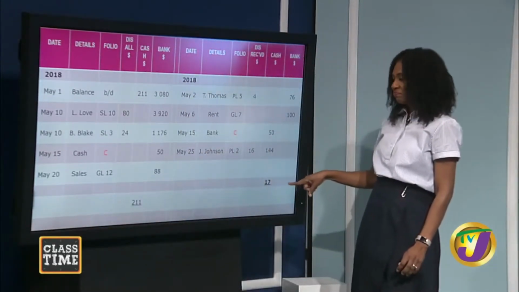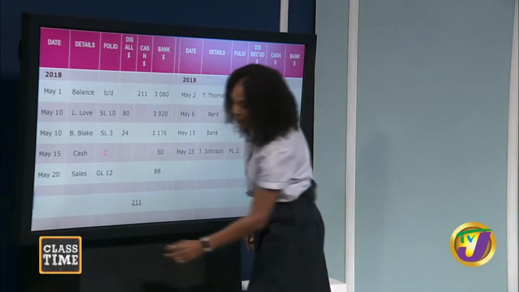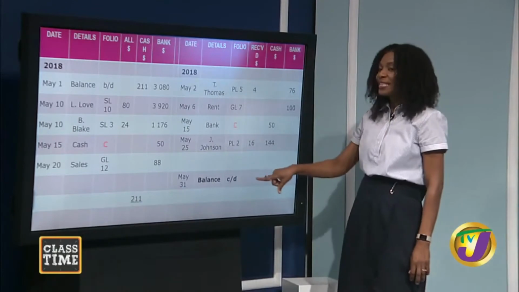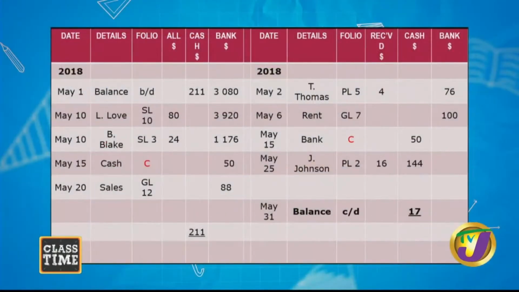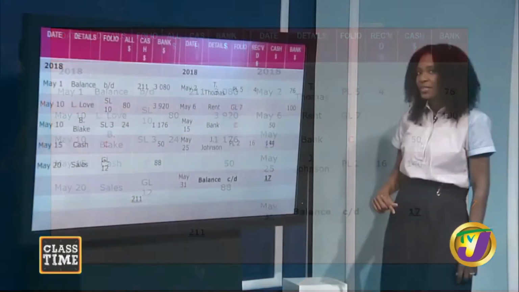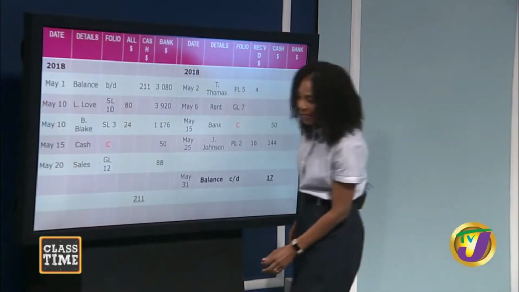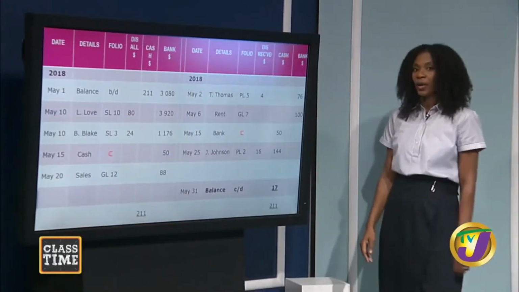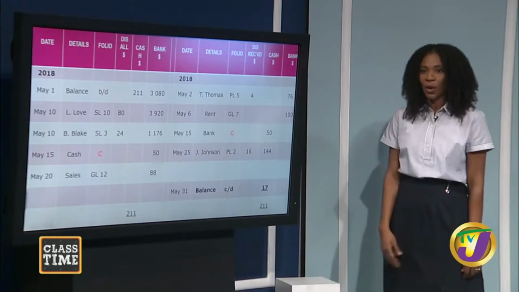Boom. The other step is to use balance CD as my details. Good. And the last day of the month as my date. Now, students, you would have had your calculator. Quickly add $50, 144, and 17 for me. When you add that, how much do you get? I got 212. So both sides are balanced now, right?